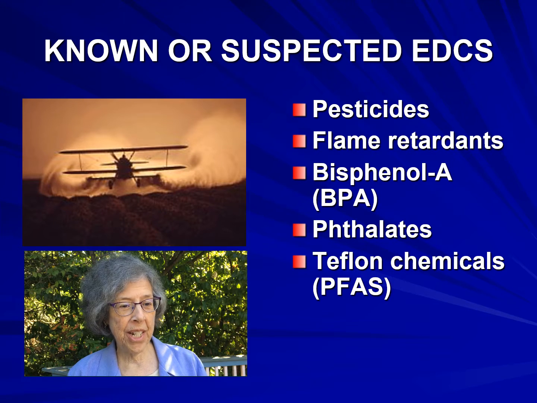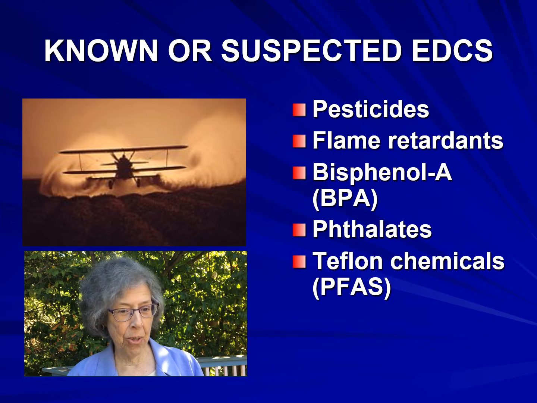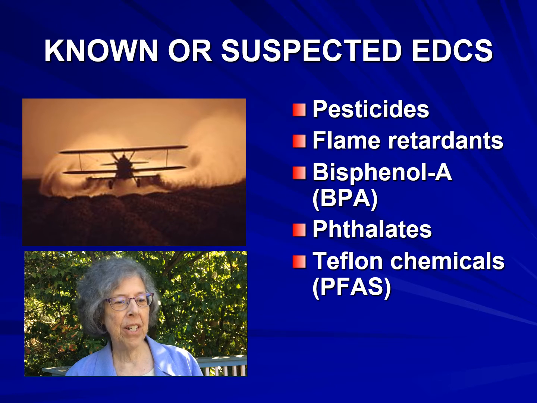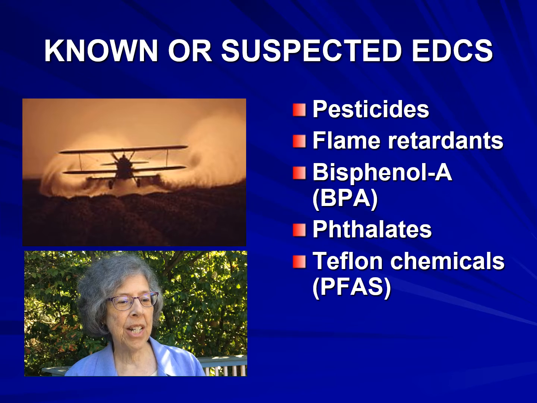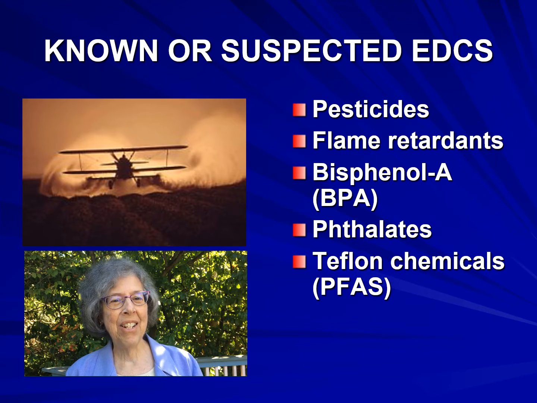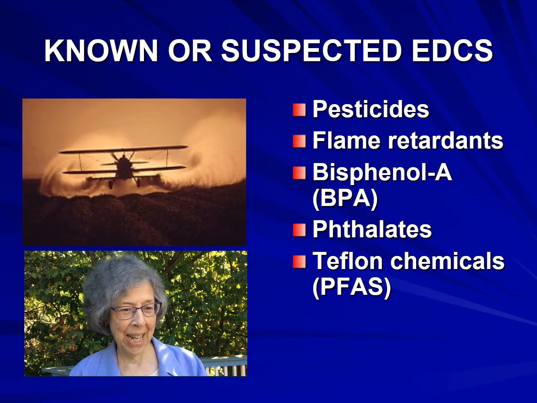There are more than 1,400 chemicals that are known or suspected to be EDCs. In this 4-part lecture series, I'll be zooming in on 5 different groups or classes: pesticides, flame retardants, bisphenol A, phthalates, and a group of chemicals called PFAS, or the Teflon chemicals.